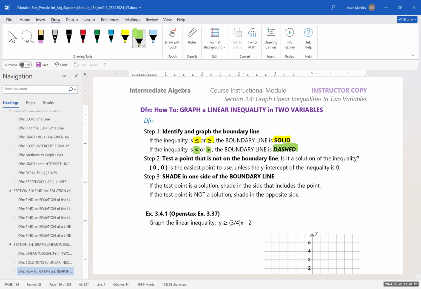Step two is to test a point that is not on the boundary line. Is it a solution of the inequality? The point (0, 0) is the easiest point to use, unless the y-intercept of your inequality is 0, then it won't work. Step three is to shade in one side of the boundary line. If the test point that you used in step two is a solution, then shade in the side that includes that point. Otherwise, shade the other side.